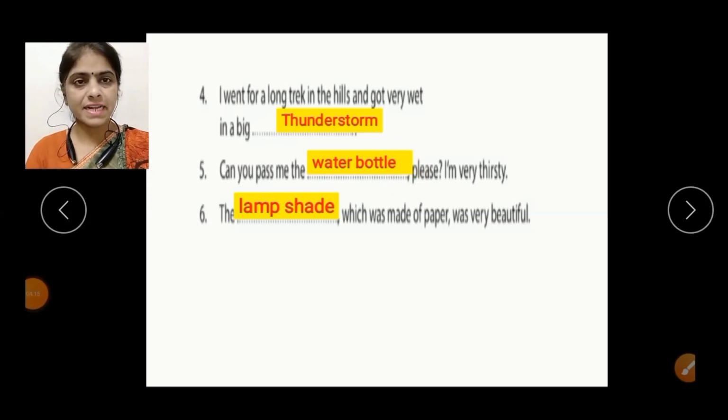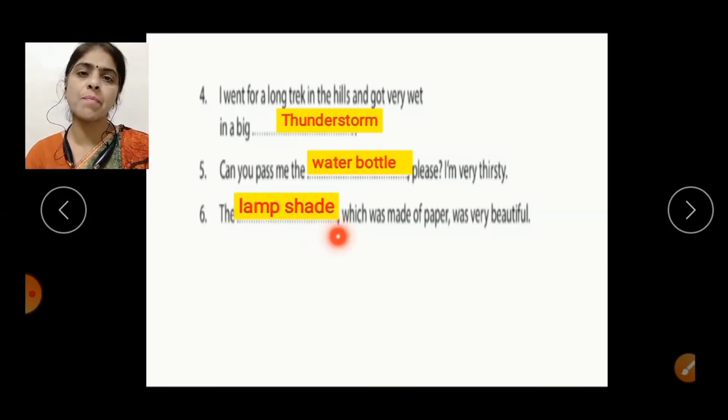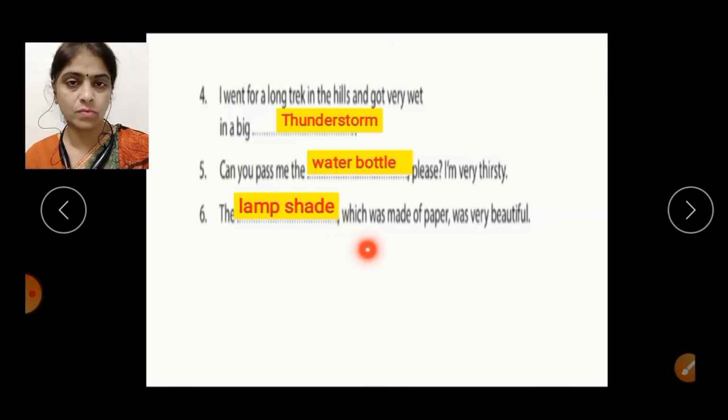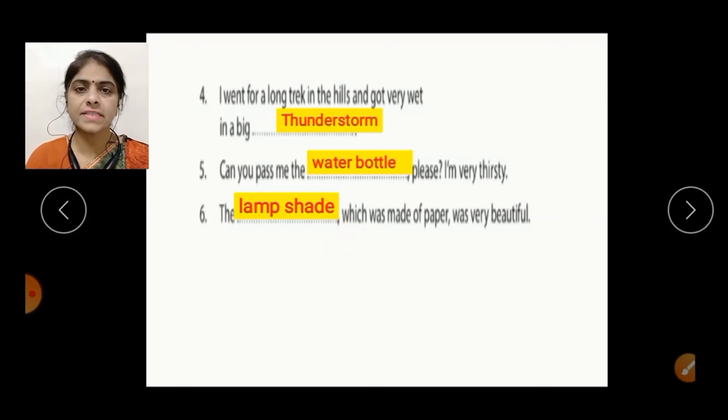Let's have the last sentence. The lampshade, which was made up of paper, was very beautiful. In this sentence, lampshade is a compound noun which is made up of two separate nouns. So here the exercise of compound noun is completed. Now let's have the next one.